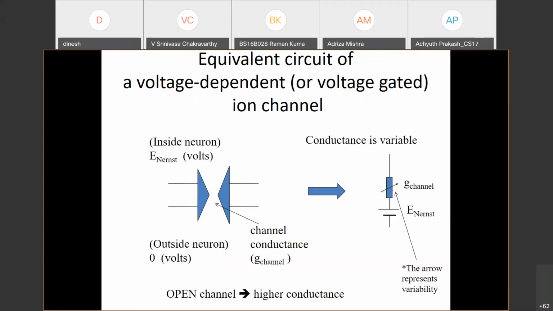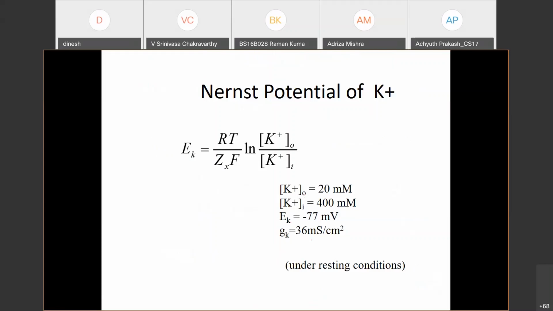Now the conductance can be variable if it is a voltage dependent channel, because channel gating means you'll be able to open or close the channel. That is, it acts like a gate. So when you open or close the channel, you are changing its conductance. When it's open, it has high conductance. When it is closed, it has low conductance. That ability to vary a channel conductance is indicated by that arrow symbol cutting across the conductance.